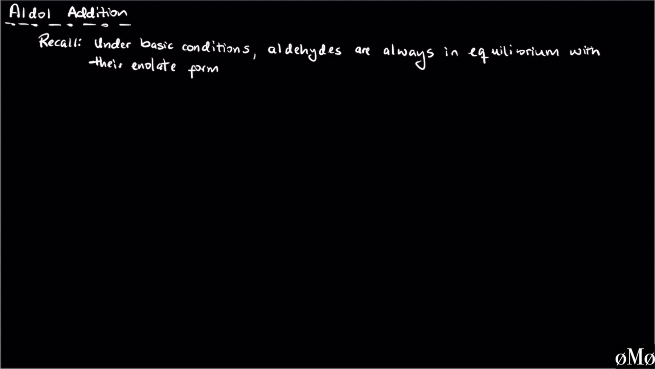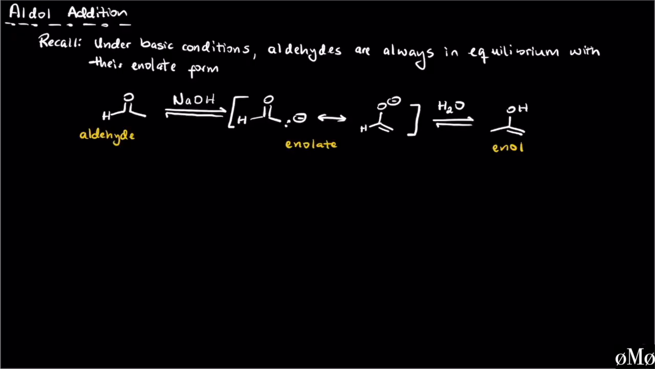In our conversation around aldol reactions, the first we're going to look at is called an aldol addition. But before we delve into that, it's important to remember this insight: when we are under basic conditions, your aldehydes and your ketones are always in equilibrium with their enolate form. What do we mean by that? If you have an aldehyde in your flask and you're under basic conditions, then some percentage of your aldehyde will be converted into an enolate form.